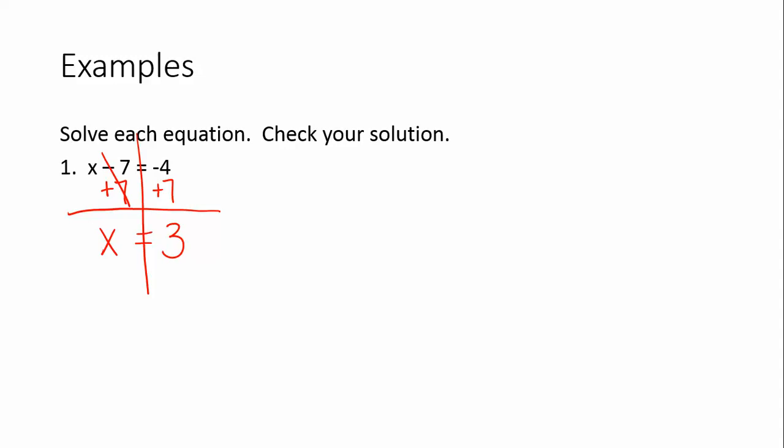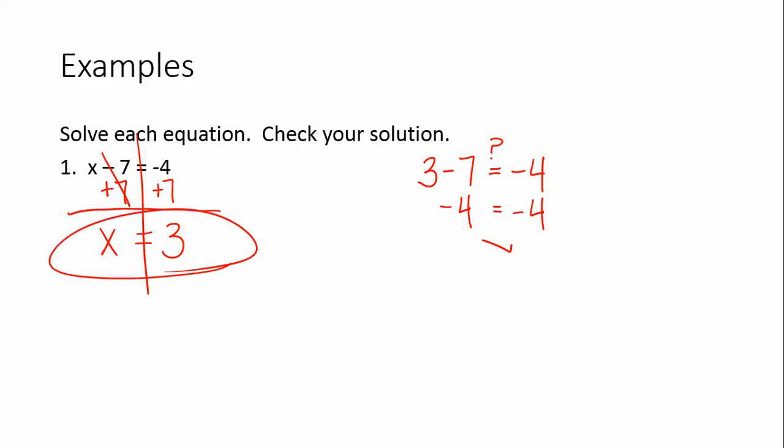And now I'm asking you to check your solution. You do that by plugging 3 back into the original equation. So if I plug the 3 in for x, I have 3 minus 7, and I'm checking to see, does that equal negative 4? Well, 3 minus 7 is negative 4, so we get negative 4 equals negative 4, and that's true, so we know that our answer was correct. This is your answer. The work on the right, this is just your check. And until we are more comfortable with solving equations, we will always be checking our solution. There's actually no excuse to miss the answer on an equation because you can always check your answer.